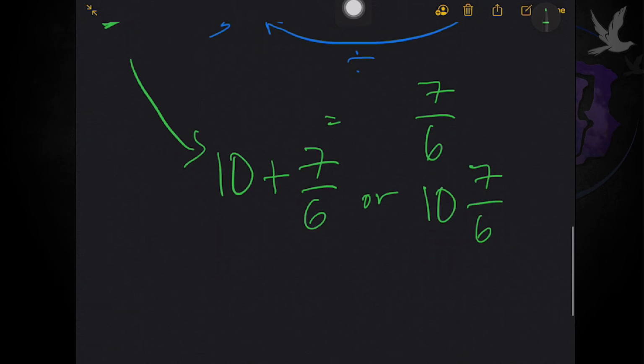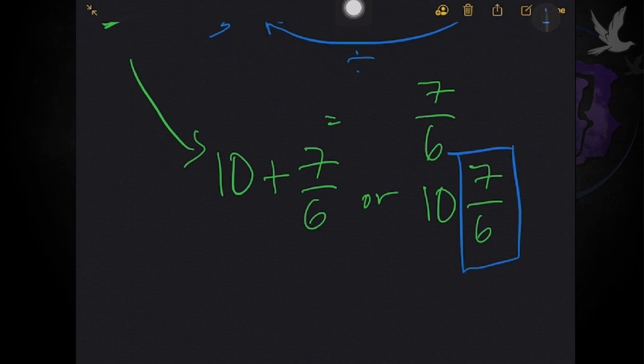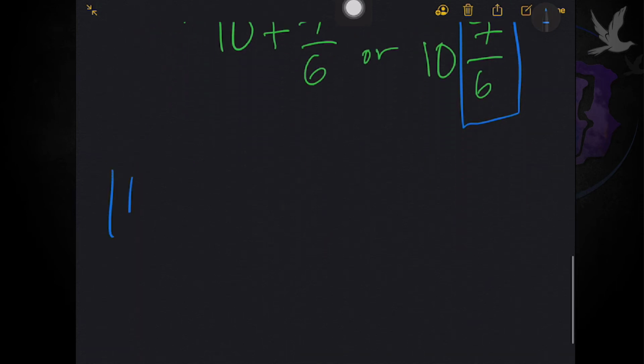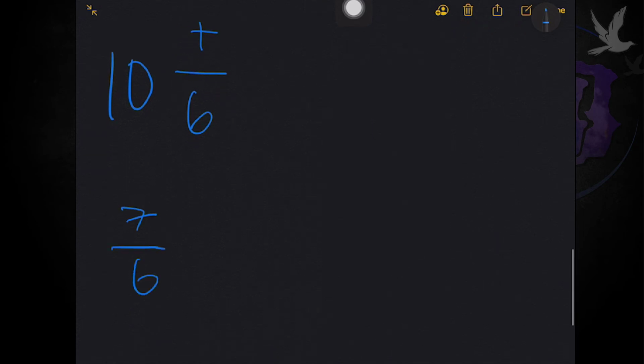But if you notice, kids, that our fraction now is an improper fraction, okay, where the numerator is bigger than the denominator, we do not want that. Again, if our fraction is an improper fraction, what do we do? We change it to a mixed number. Okay, we have 10 and 7 over 6. So, taking 7 over 6, it is read as 7 divided by 6.